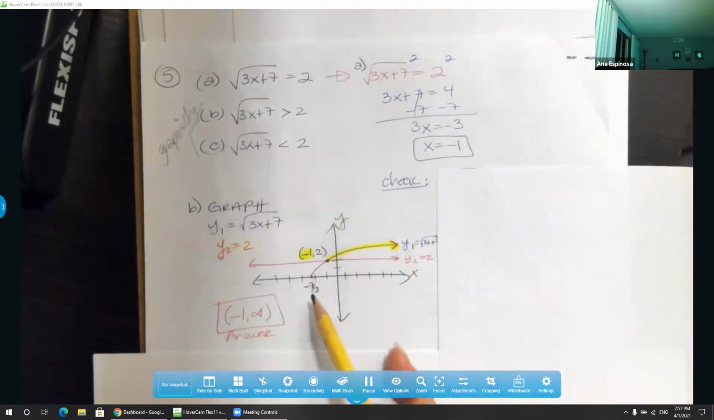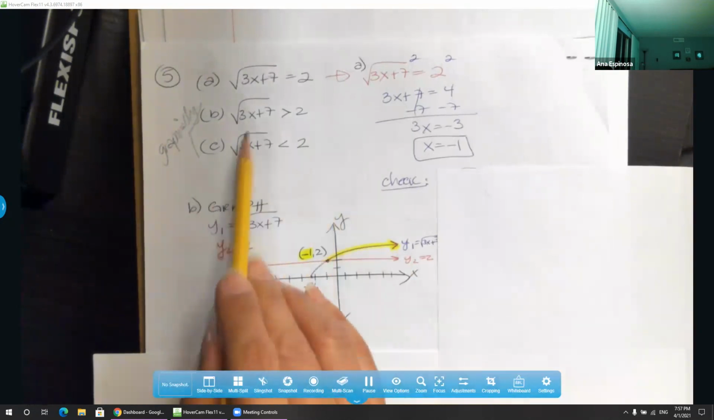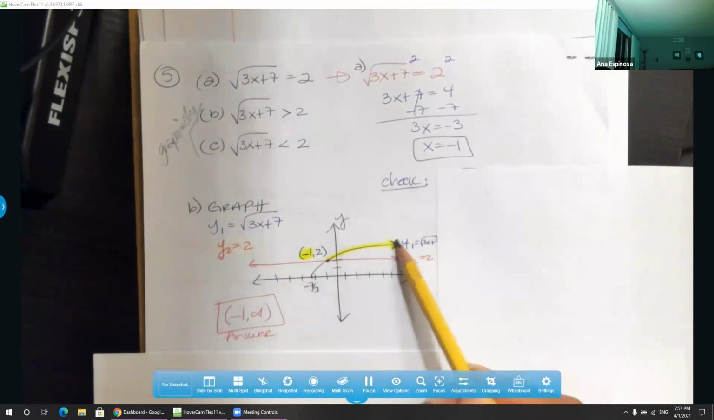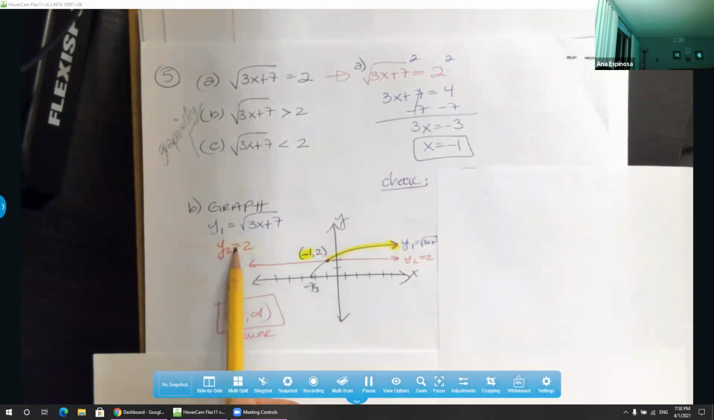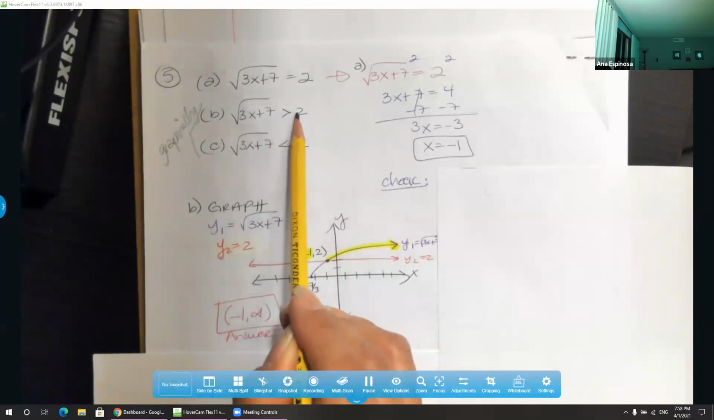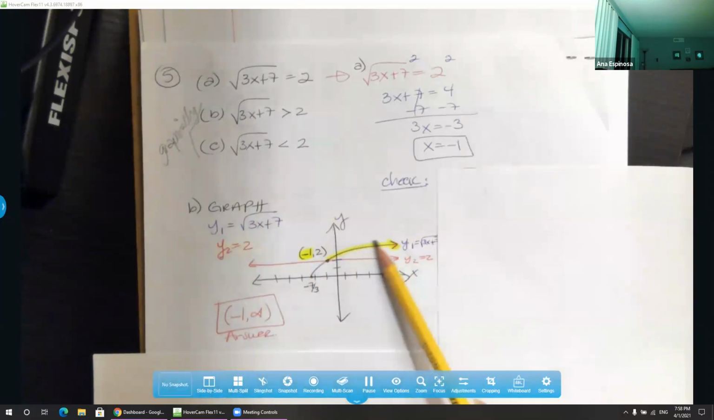You graph these, right? You put this on the graphing calculator. This first part is y1. You can see the colors, that's the purple. Y sub 2 is a 2. So that's a straight line. So the question is, where is the radical greater than 2? So where is this purple line above the red line? In the highlighted portion.